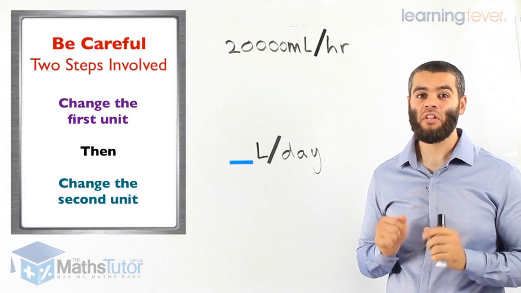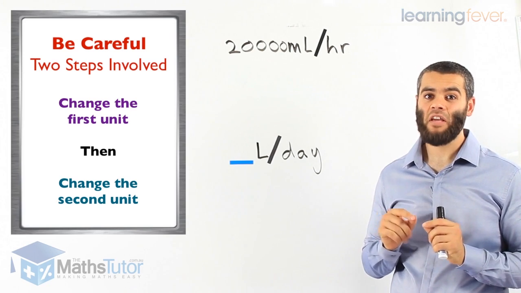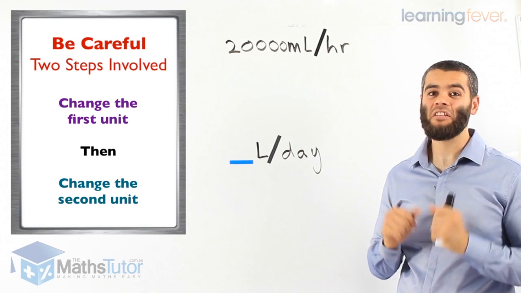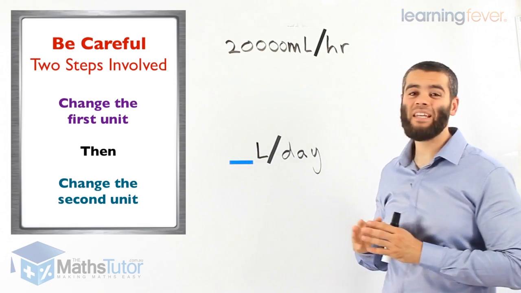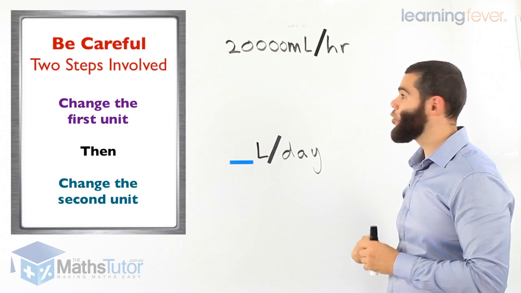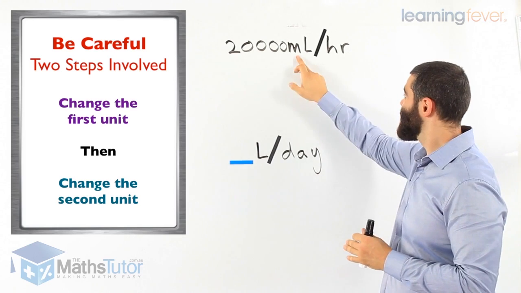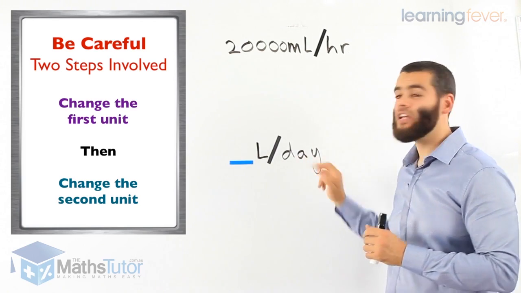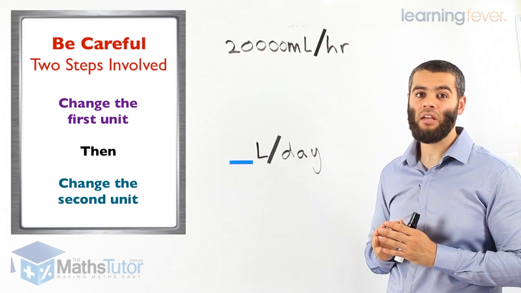2 more examples. In these examples we have to be careful. We are finding equivalent rates, however the 2 units are changing. Let's see what we mean by that. We have 20,000 milliliters per hour. We want to change it to liters per day. We notice milliliters is going to change to liters, and hours going to change to days. So we're changing 2 of the units. We've got to be extra careful.